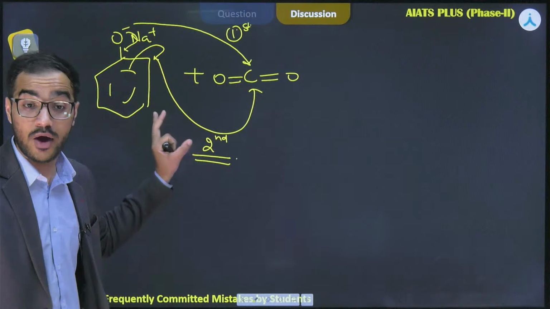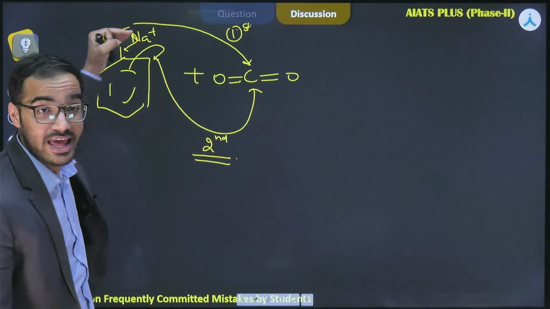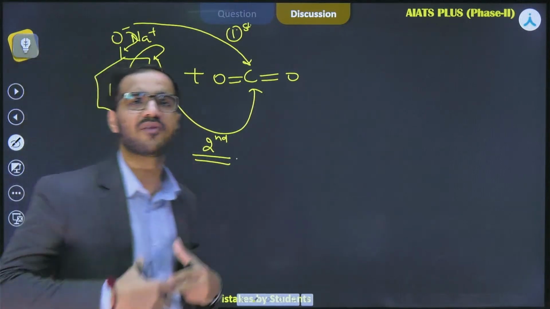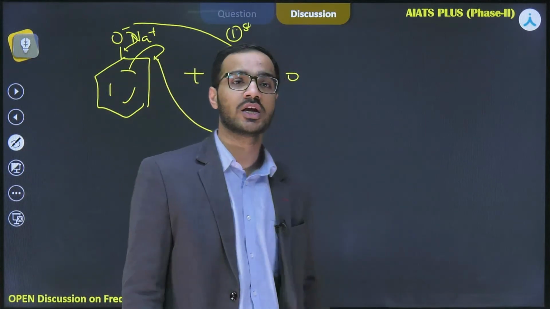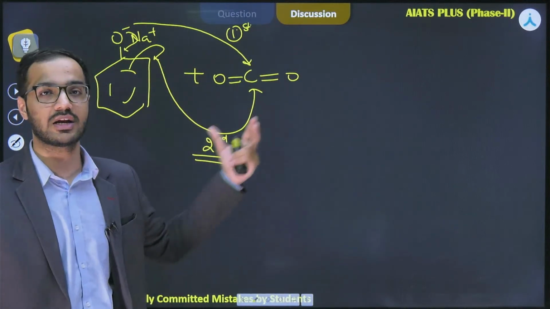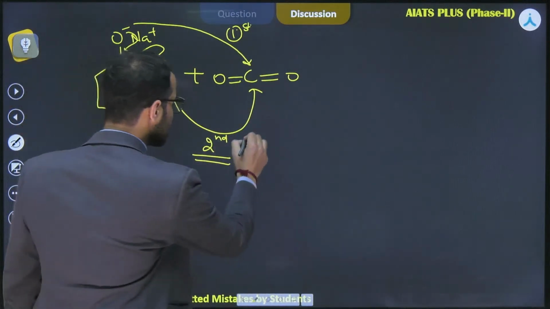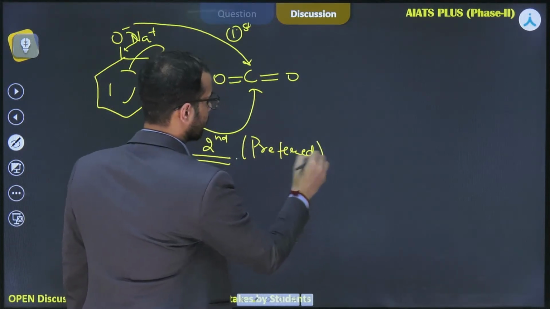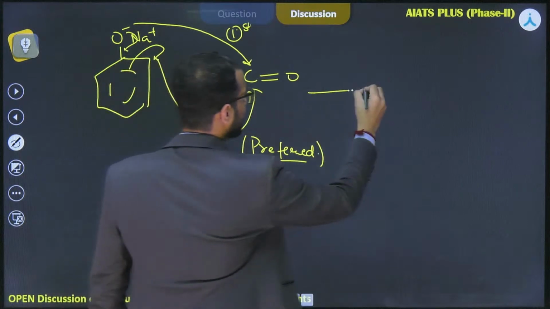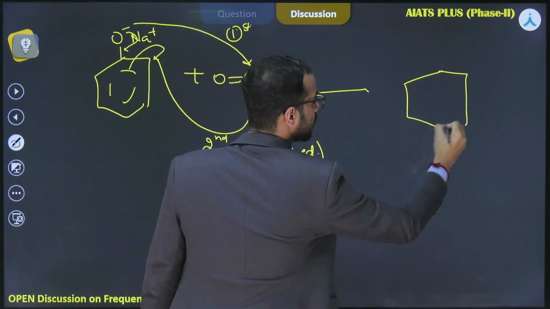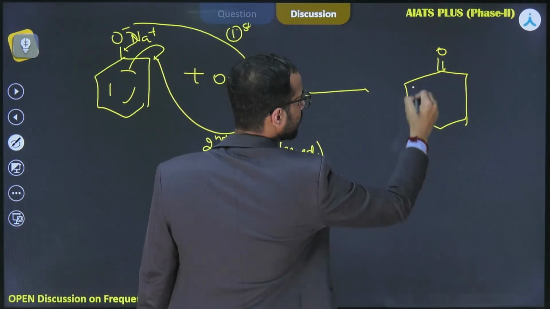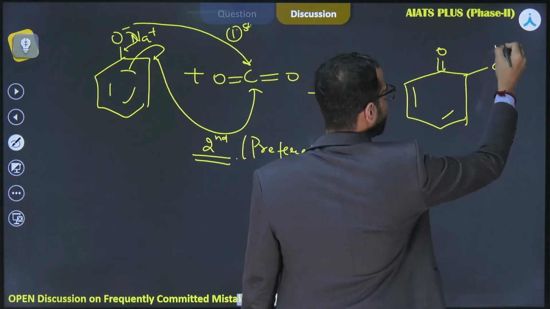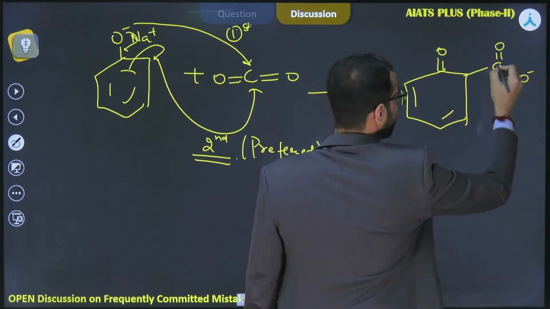Obviously this is the second. Why is it so? Because when the negative charge comes over here, the carbon, the C negative, will have way more electron density to attack an electrophile. So this is preferred. So what will be the case? You are having double bond O. There will be a negative charge and it will attack over C double bond O negative.